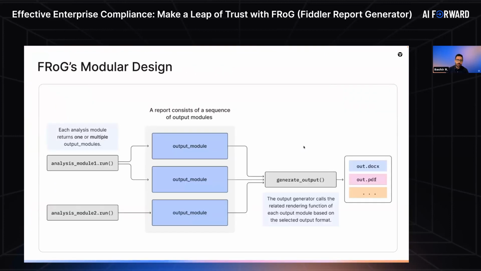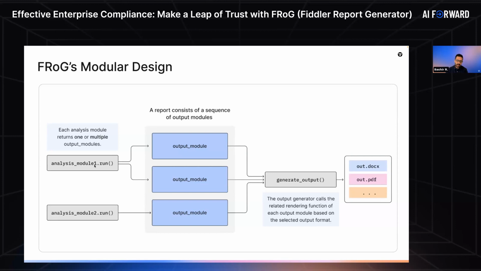Here you can see an overview of FRoG's architecture. So basically, the users start by calling different analysis modules. You can think of an analysis module as a component or a section of your report. So let's say a table that provides a summary of different model metrics, or a graph of the performance of your model at pre-production time. So each component of your report, you can think of it as an analysis module.